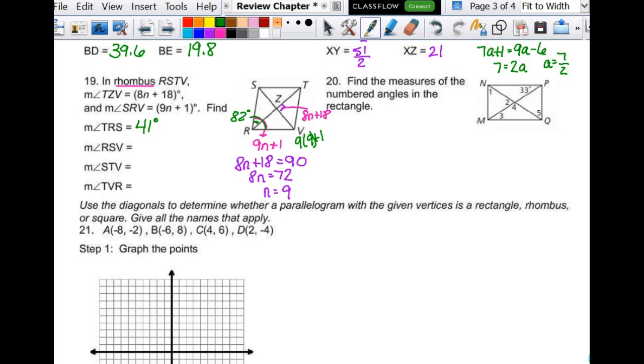Then RSV right here, you can use a couple of different reasons to find that. I mean, you can use triangle properties that if this right here is 41, this is 90. So to find this, you're going to get 49. So you could just say that the acute angles of a right triangle are complementary. That's one way to look at that.